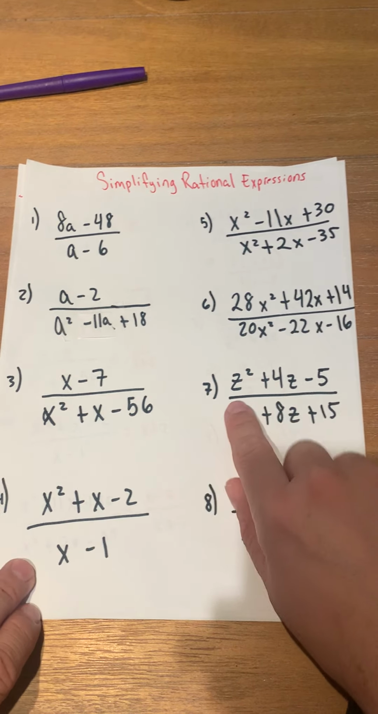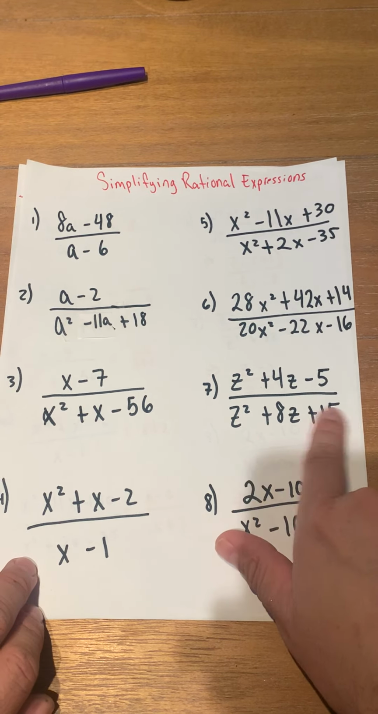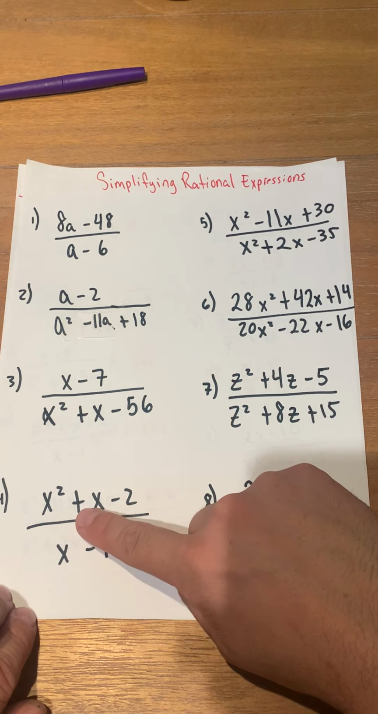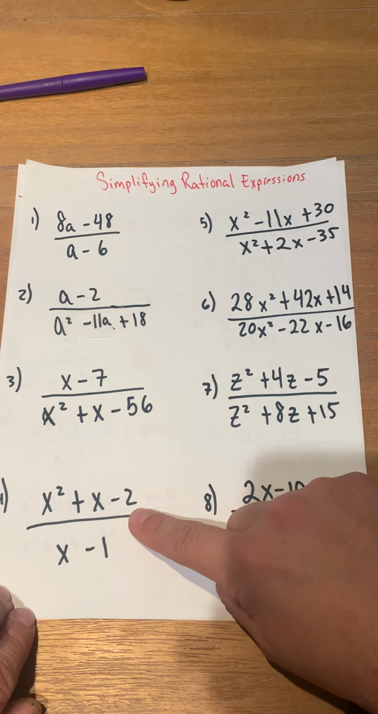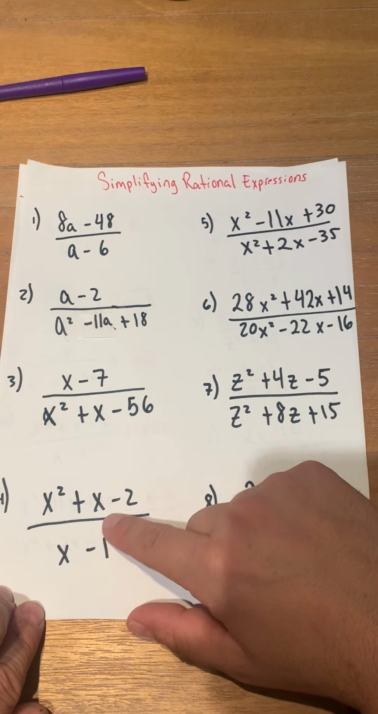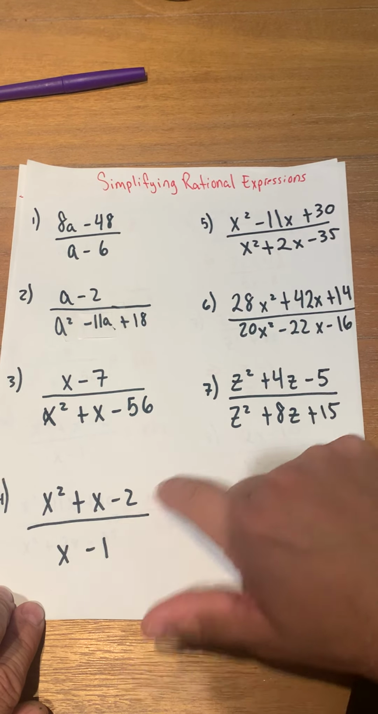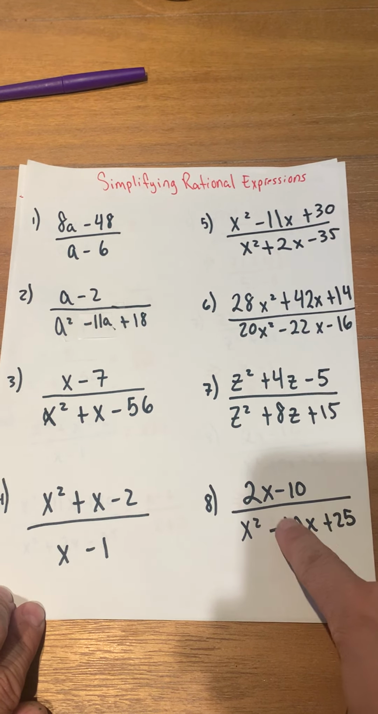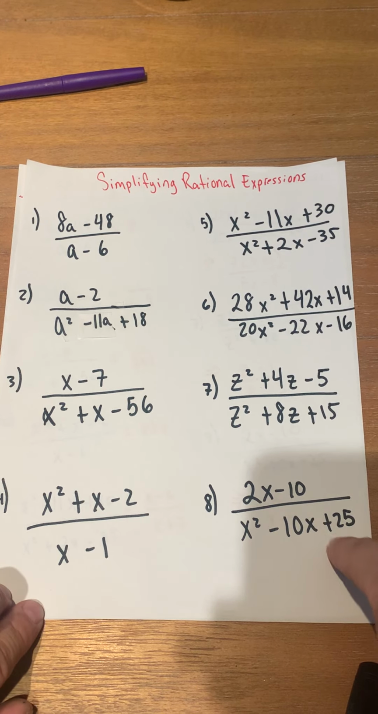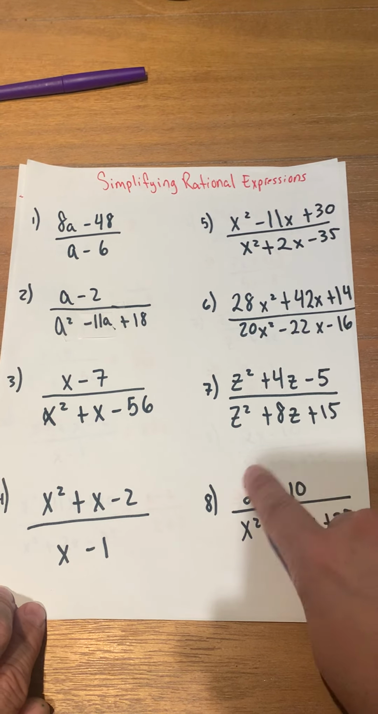Next problem, we have x squared plus 4x minus 5 divided by x squared plus 8x plus 15. Not my last problem, problem number 7, x squared plus x minus 2 over x minus 1. Again, you're going to have x minus 1 somewhere up here so they can cancel each other out. Last problem, I have 2x minus 10 divided by x squared minus 10x plus 25. What is a common factor between 2x and minus 10 on top?